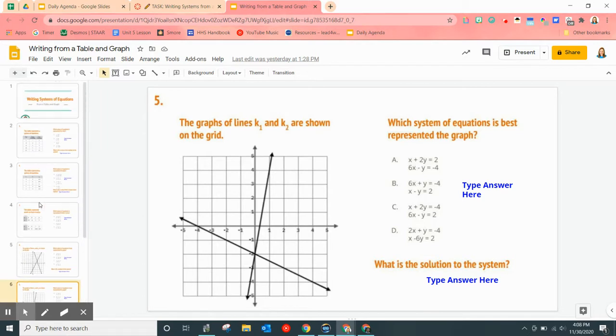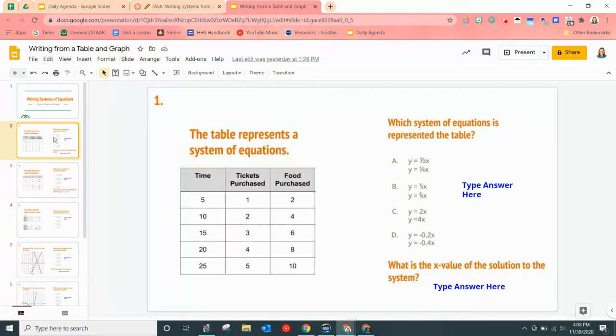I'm going to work this on the iPad so I can write on it, but you would type your answer choice here, A, B, C, or D, and then we're going to find the solution. Remember yesterday we practiced finding solutions to systems. Now, say we're given a table of values. How do we identify which of these equations matches this system? These tables represent 2 equations. And then what is the solution?